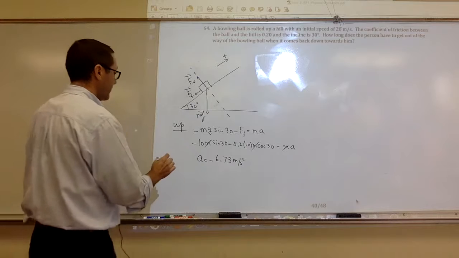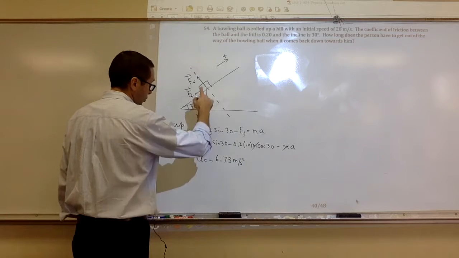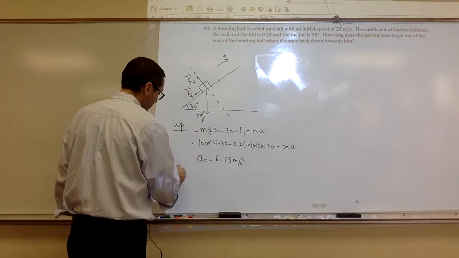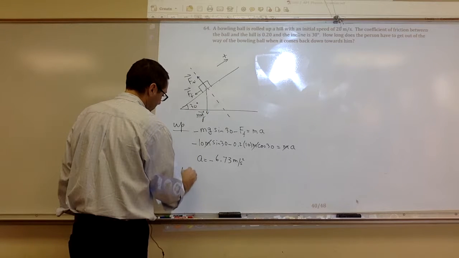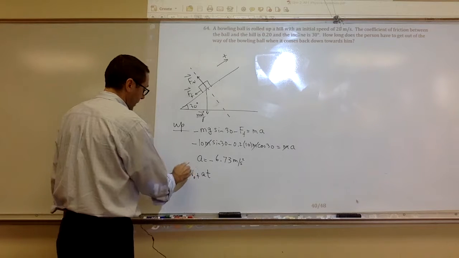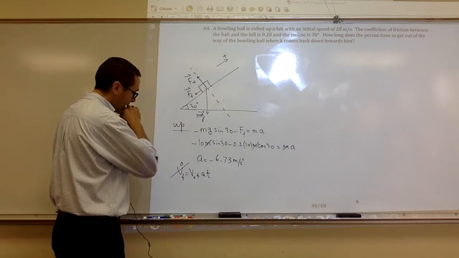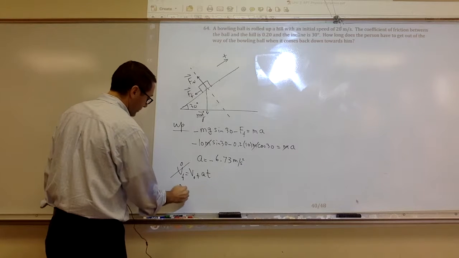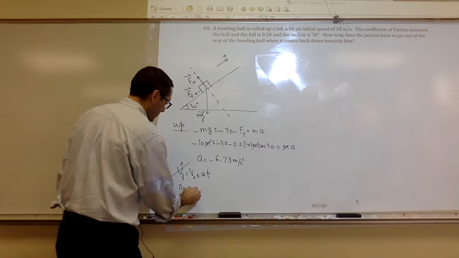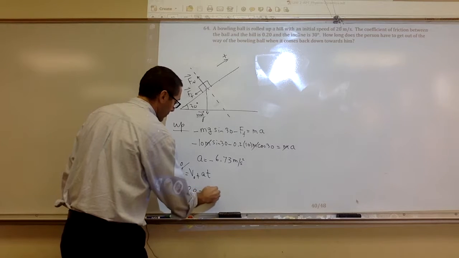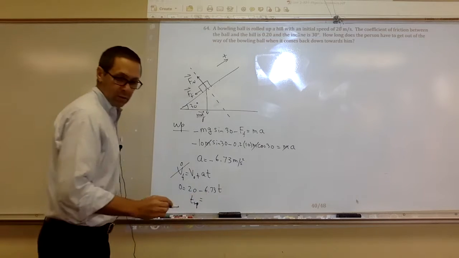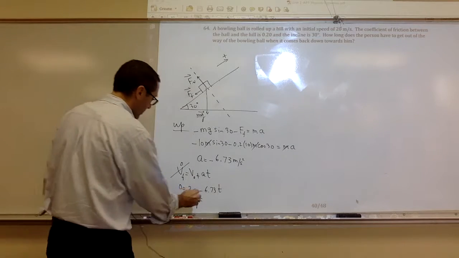All right, so now we have to figure out the time it takes to go up the ramp. We don't know what distance it travels, so we're going to use v final is v initial plus acceleration times time. When it reaches the highest point on the ramp, it's 0, and the initial velocity was 20, and the acceleration is 6.73 times t. So the time up the ramp is equal to 2.97 seconds.